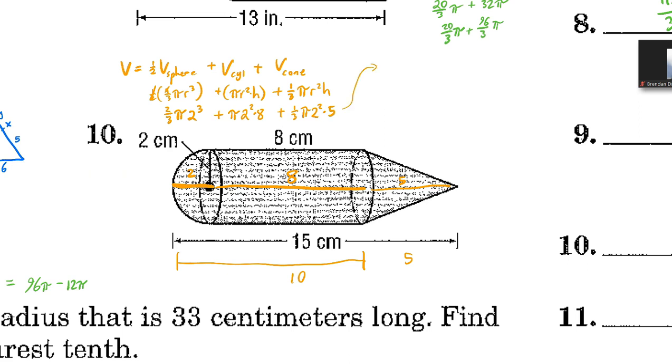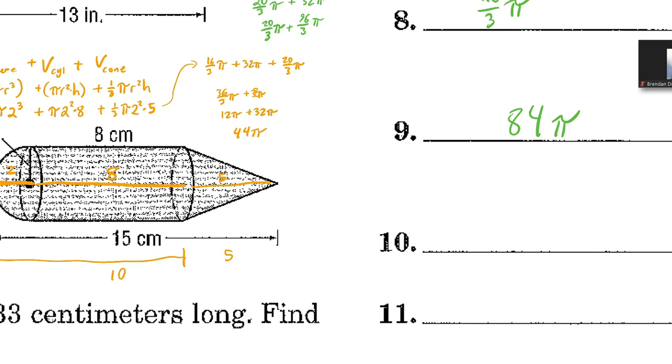Okay, so just bringing it up here, that's 2/3 of 8. So 8 times 2/3 is 16/3 pi, plus 4 times 8, that's 32 pi, plus 1/3 times, and 2 squared is 4, so 4 times 5 is 20, so 20/3 pi. So just doing the fractions together, we get 36/3 pi plus 32 pi. And so that's 12 pi plus 32 pi. So that's 44 pi. Very cool. I like how it worked out nicely.